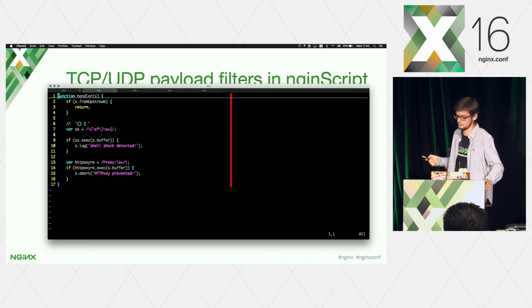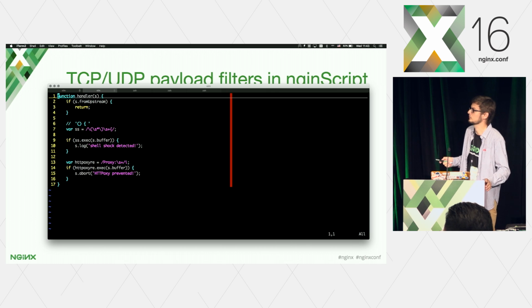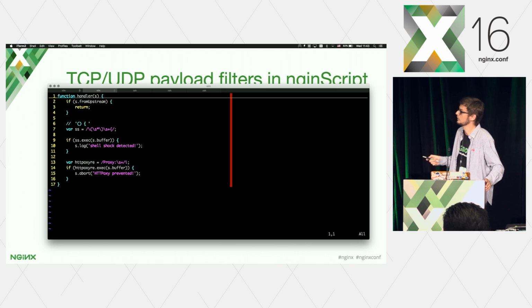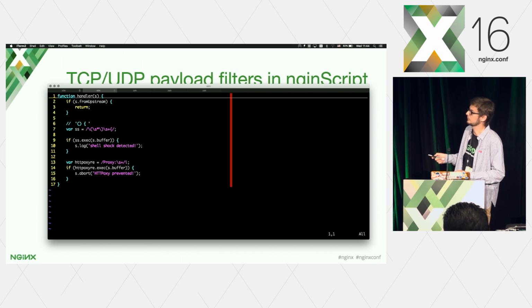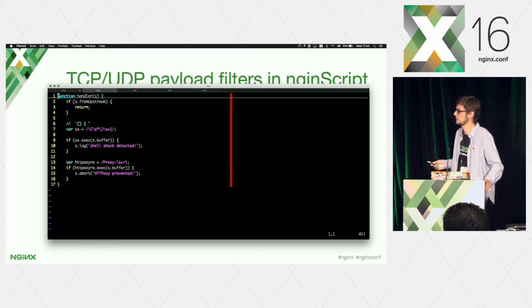So you might have heard about the Shellshock vulnerability in Bash, the Bourne Again Shell. I'm doing a regular exploitation check on the buffer. It's kind of easy just to show you what you can do there, but I don't think that proper web application firewalls actually do that kind of thing because it can be quite costly. And I'm running that regular expression check on the buffer I've just received from nginx.